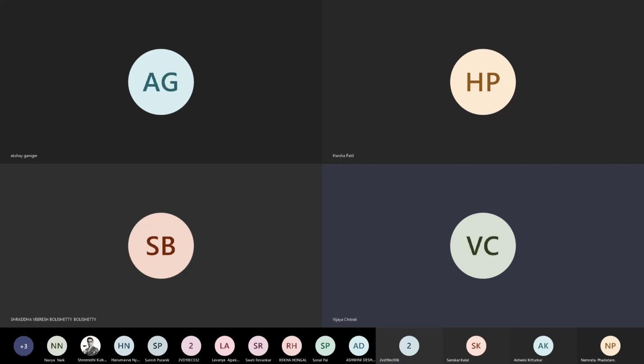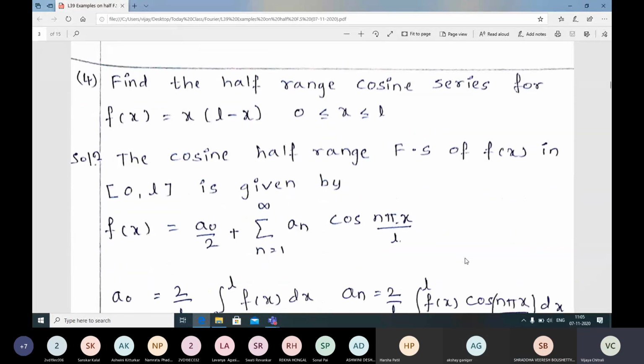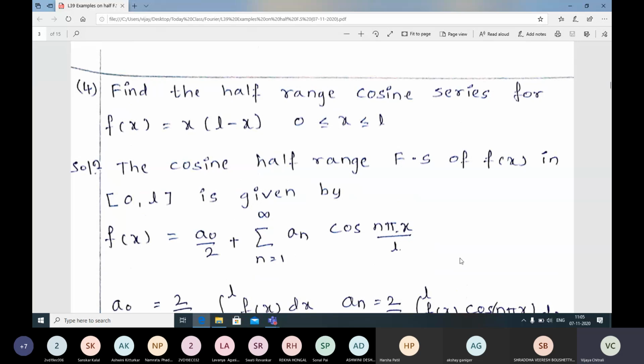In the previous class, we have discussed half range series and examples of half range series. And today also we'll discuss examples of this half range series. So first example in today's class: find the half range cosine series for f of x is equal to x, L minus x, where x lies between 0 to L.